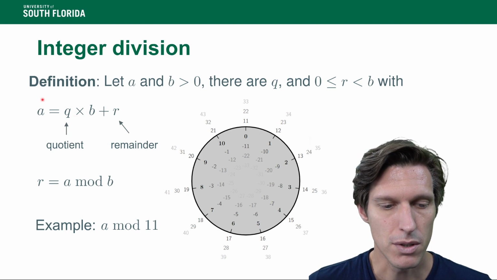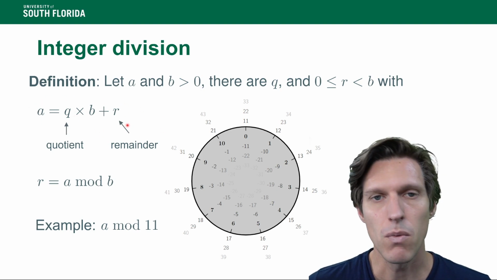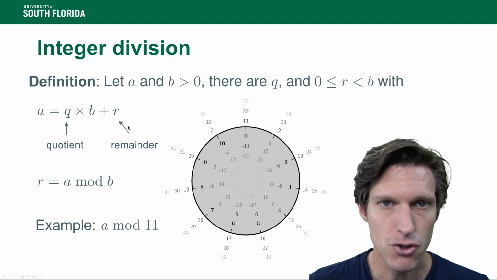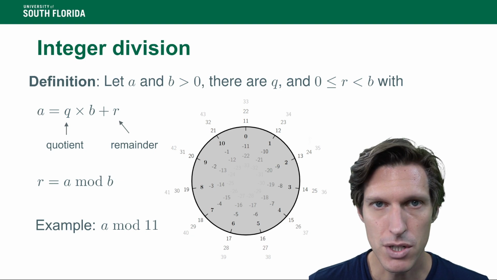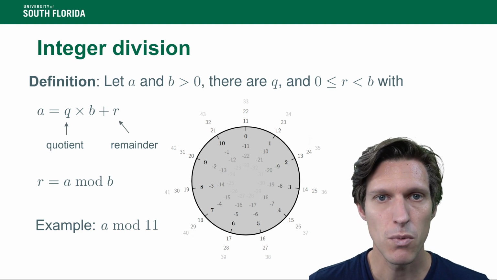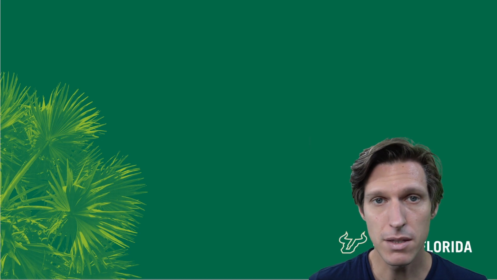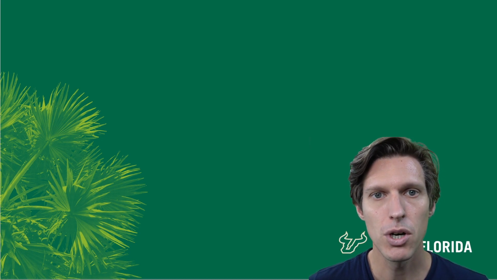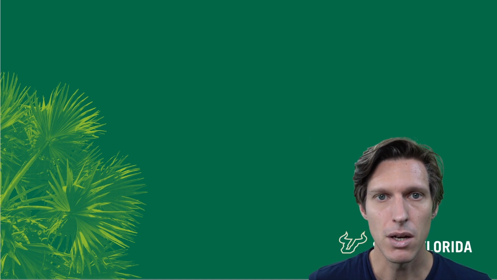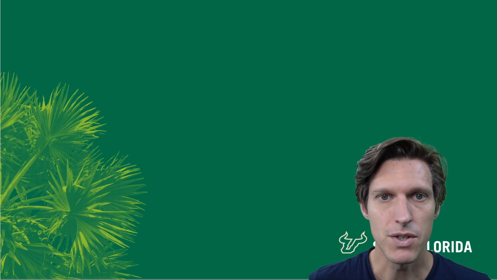But of course, in the end, it boils down to just writing down the integer division of A by 11, finding the quotient and looking at the remainder. So that's it for this little introduction to the mathematical notions that will come into play in other videos of this series on an introduction to cryptography. Thank you very much for your attention.